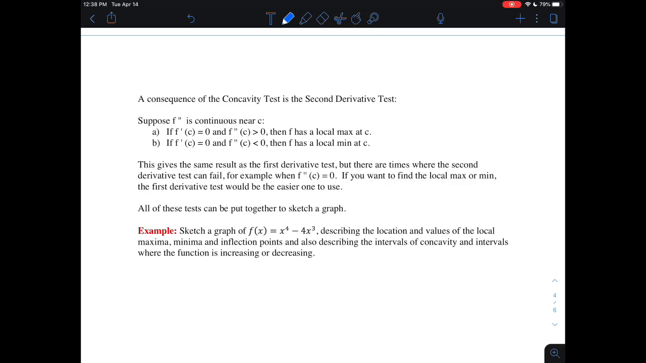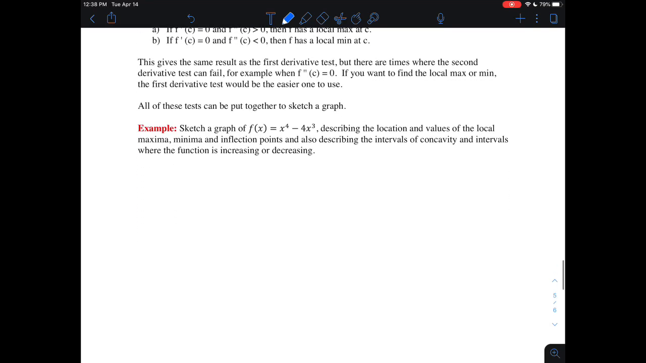And then we can put all of these tests together, just like we did in the previous examples, to sketch a graph. So we're going to do another example, but with a slightly easier function to consider. Sketch a graph of f of x equal to x to the fourth minus 4x cubed, describing the location and values of the local maxima, minima, and inflection points, and also describing the intervals of concavity and intervals where the function is increasing or decreasing.